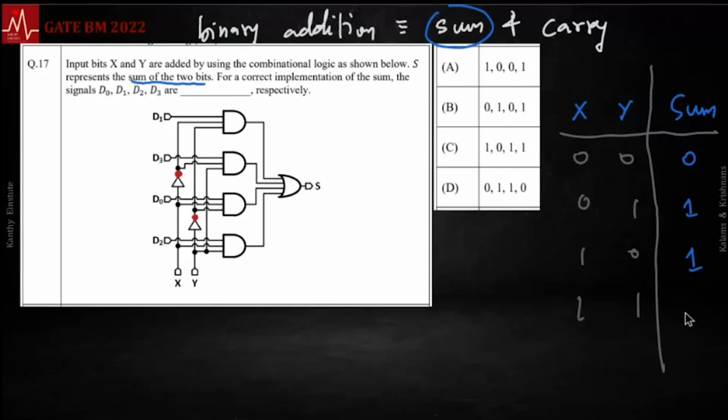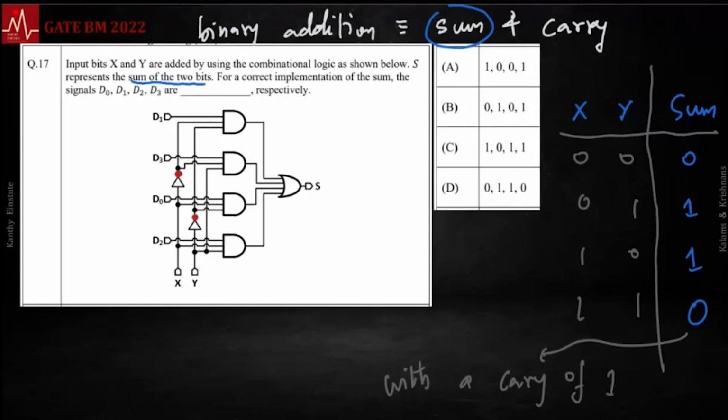Summation of 1 and 1 is 0, carry of 1. You have to deal with the carry separately. This is why you're only looking at the sum part. So this is how summation of two digits works.